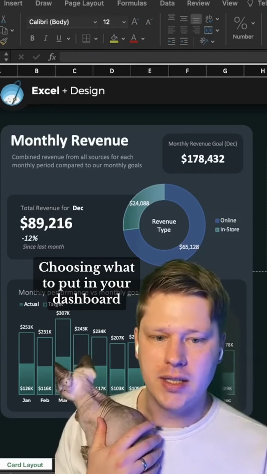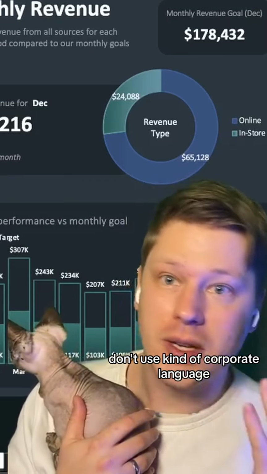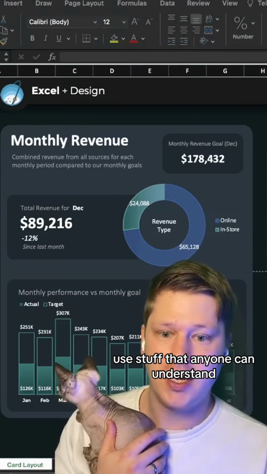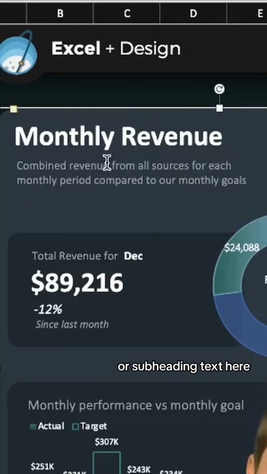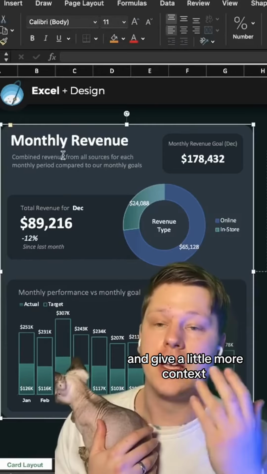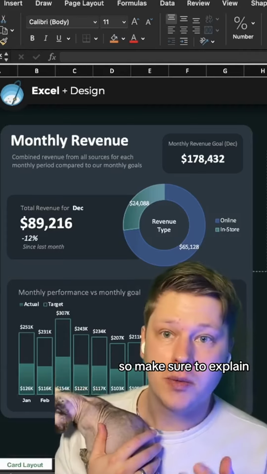So it starts really easy. What's your metric name? What is it called? Don't use jargon, don't use kind of corporate language, use stuff that anyone can understand. Always leave room for context. I always have a little subtext or subheading text here that lets you dive a little deeper and give a little more context. Most people don't know as much about your data as you do, so make sure to explain.